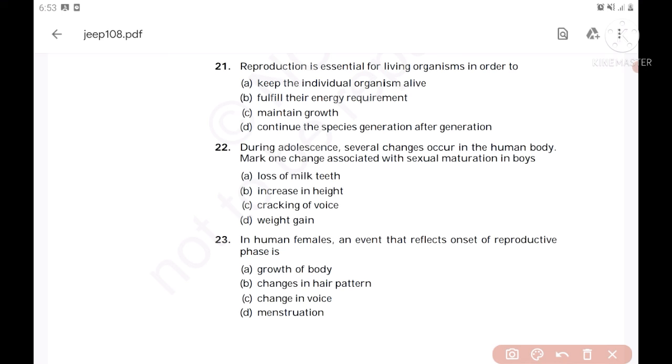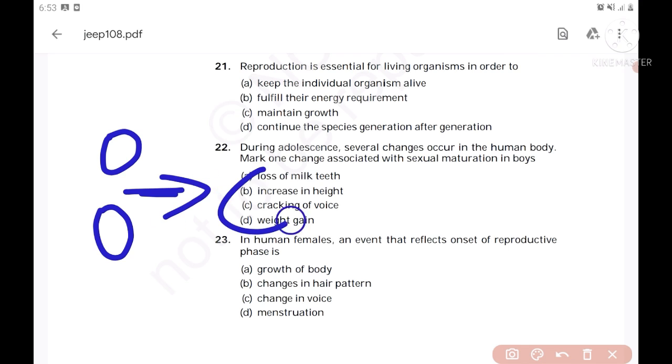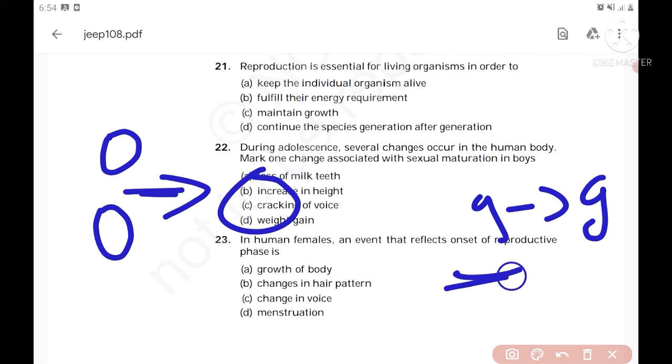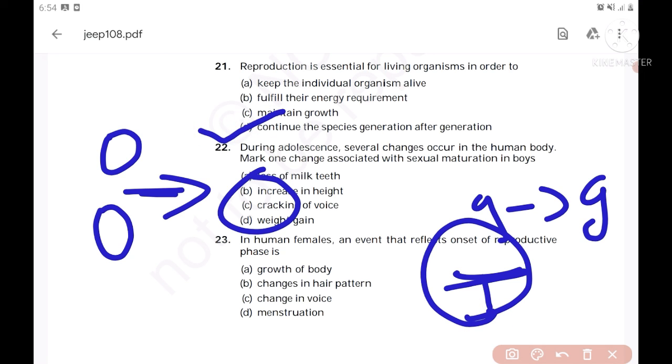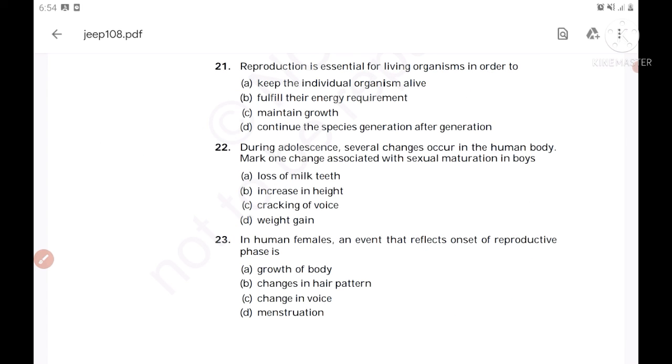Suppose we didn't have the process called reproduction. So how were you born? Would you even know, okay, this is elephant, this is ant, this is cow, this is giraffe? No, because if they didn't have any reproduction, there won't be a continuation of those species. So the species would not exist. So from generation to generation, you can't identify what species were there. So to continue the species generation after generation, reproduction is essential for living organisms.